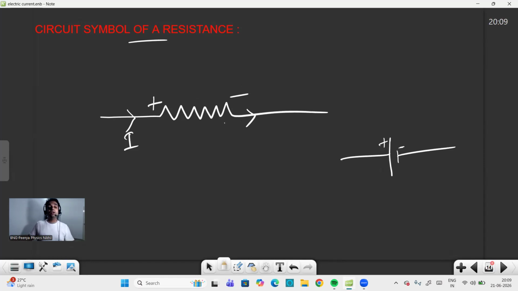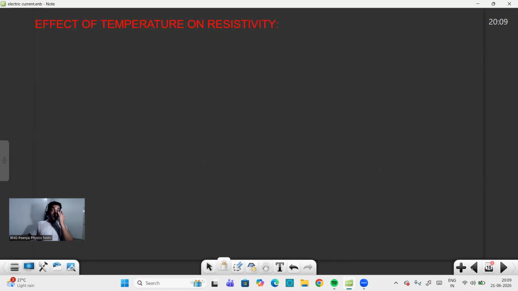Where it leaves, that is what? Minus. Here, if potential is VA, here potential is VB. So plus, why are we saying? Because VA is greater than VB. At this point, the potential is greater than this point. Correct? Now, next is, what is the effect of the temperature on resistivity?